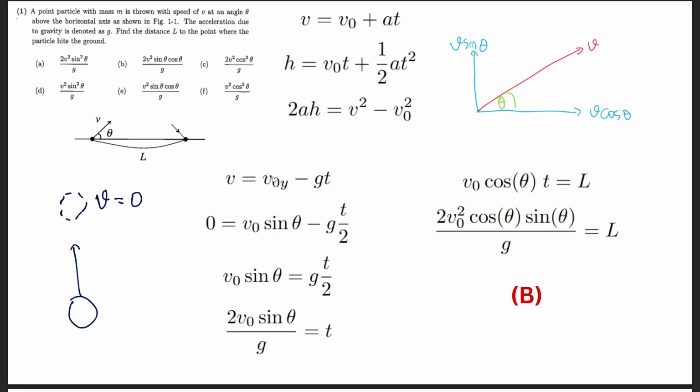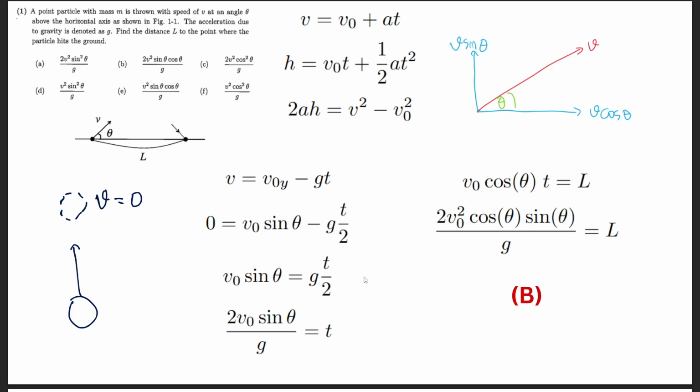So we change the v naught as v naught in the y component, that is v naught sine theta, and the t component, the t variable, as t over 2, and we can move g t over 2 to here, and we can write this equal to t, that is 2 v naught sine theta over g.